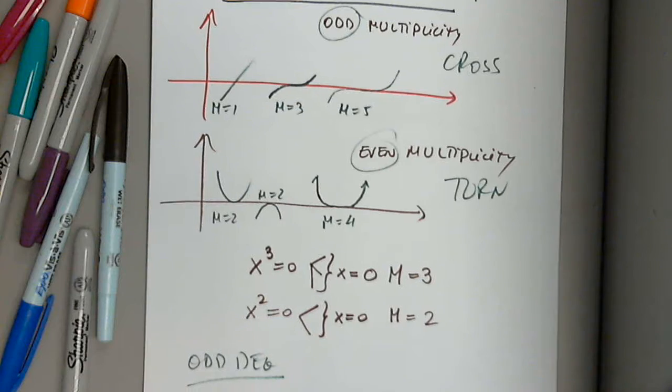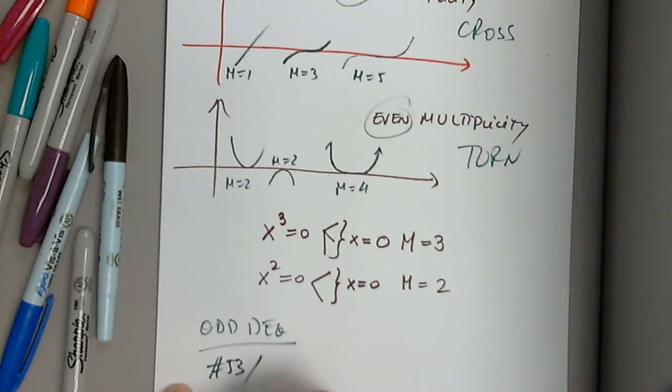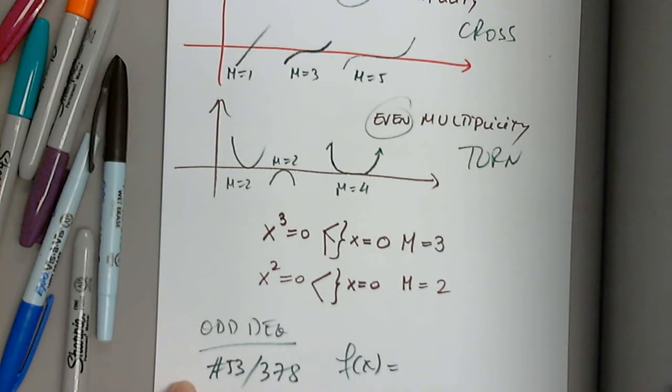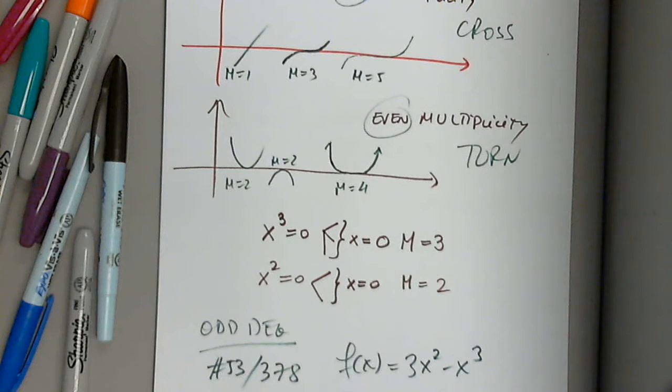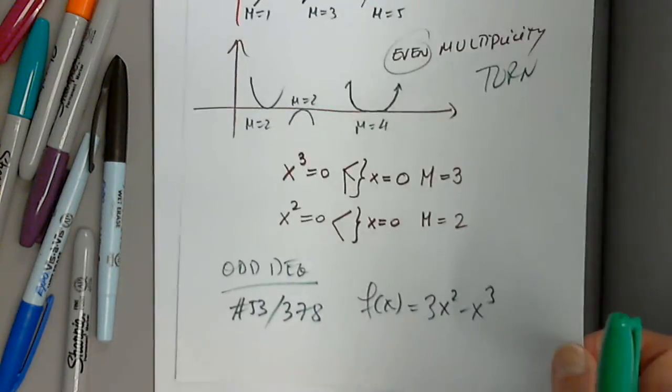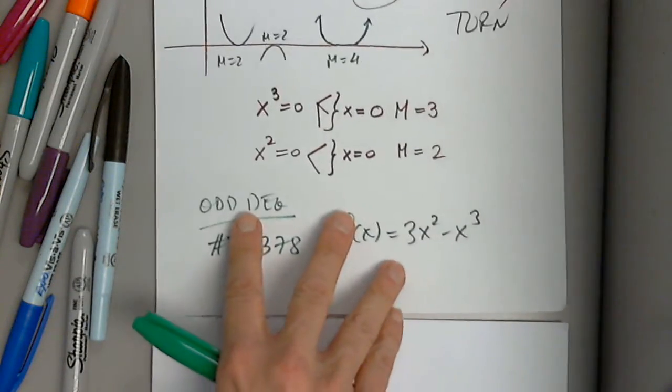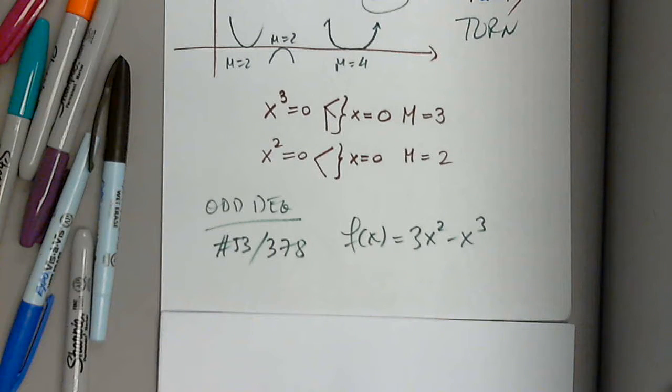And it will be 53 on page 378. And the function is f of x equals 3x squared minus x cubed. Like everything new, the first problem will take 10 minutes, as you know, and the subsequent ones will take 2. So bear with me.